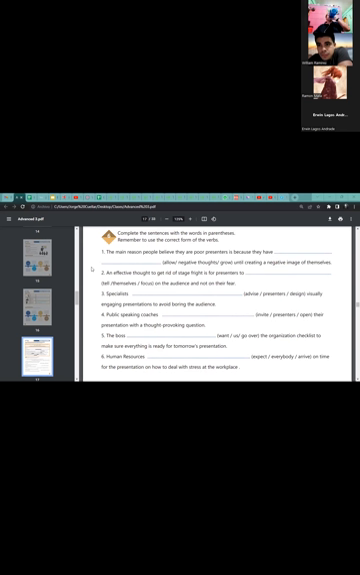Okay, go ahead. Number five: the boss wanted us to go over the organization checklist to make sure everything is ready for tomorrow's presentation. Very good. Perfect. So that is it. The boss wants us to go over the organization checklist to make sure everything is ready for tomorrow's presentation.